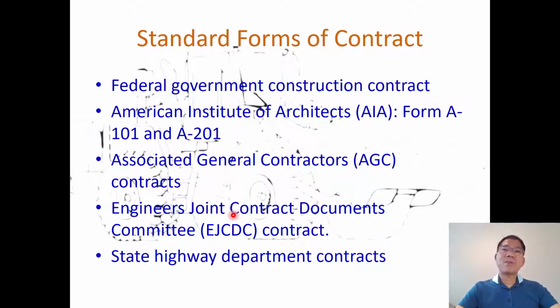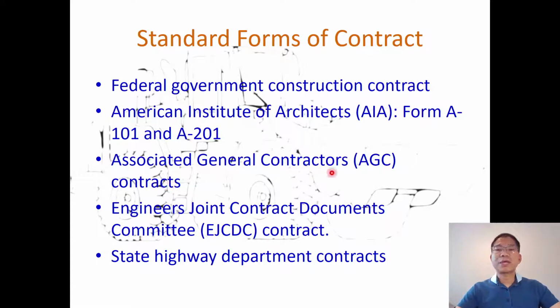So for standard forms of contract in the US, we have the federal government construction contract that all the federal work will apply. And then most of the institutional and commercial building work follows the American Institute of Architects contracts, AIA, Form A101 for the agreements, and A201 for the general conditions.